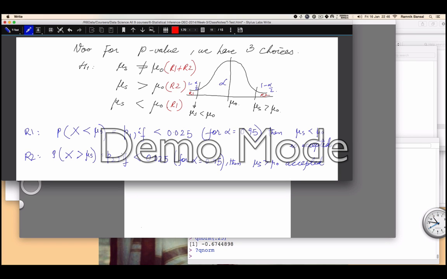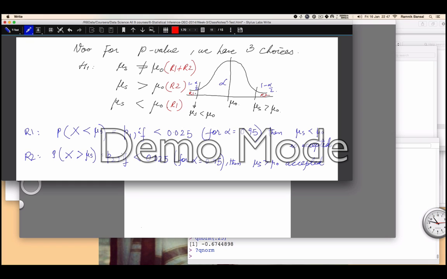Is it clear so far? So we're adding a new concept called p-value. Our alternate hypothesis can be, there can be three different alternate hypotheses, right? One is that mu s is not equal to mu 0, in which case, as long as mu s falls either in range 1 or range 2, we are saying that mu s is not equal to mu 0. In case mu s falls only in range 2, then what are we saying?